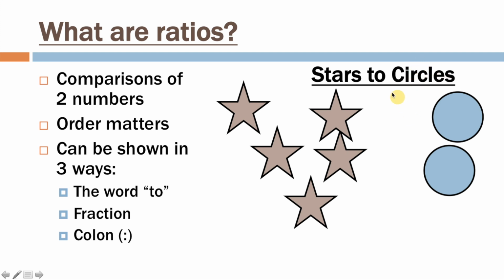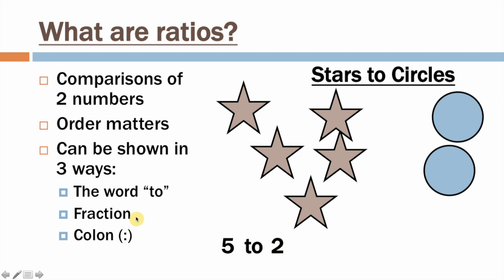So what's the ratio of stars to circles? Well, how many stars do we have? We have 1, 2, 3, 4, 5. So that's going to be the first number in our ratio, the 5. Then we'll write the word "to", and then we'll address the number of circles. How many circles are there? 1, 2. So we'll write the number 2 here. Therefore, our ratio of stars to circles is 5 to 2.